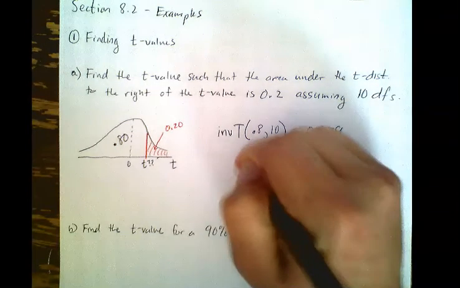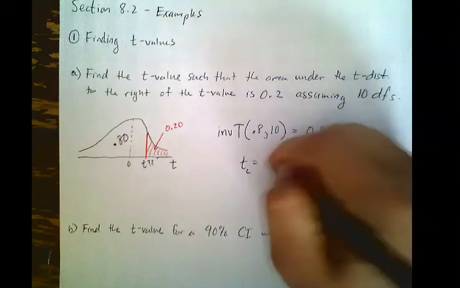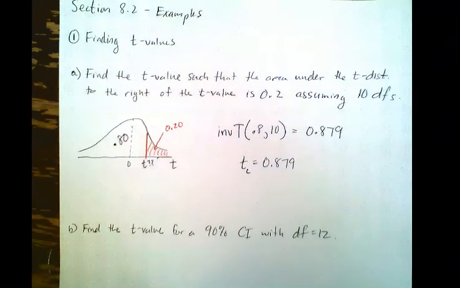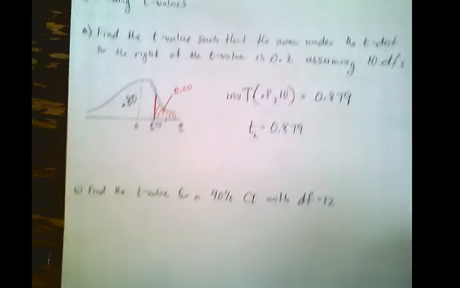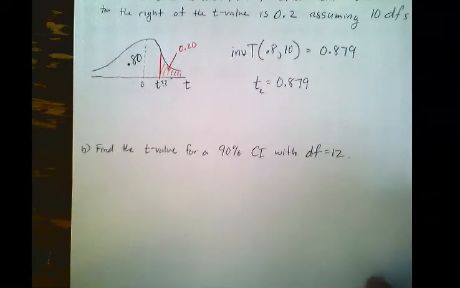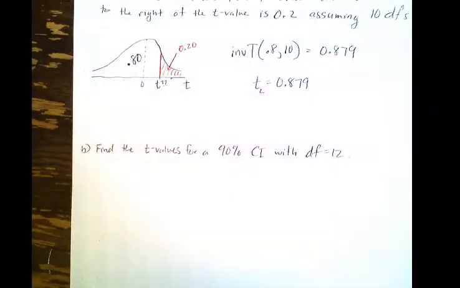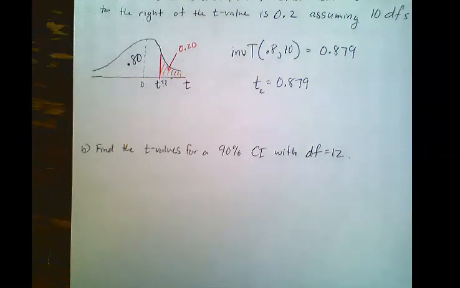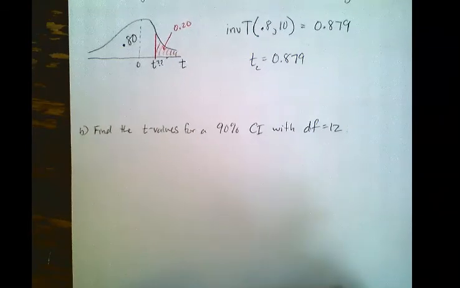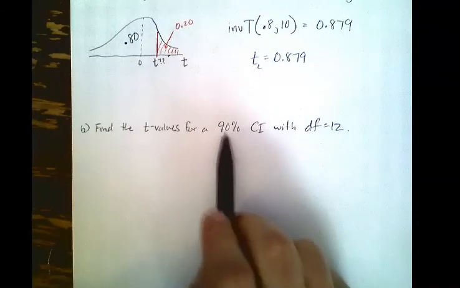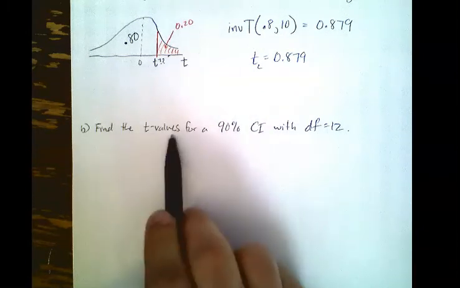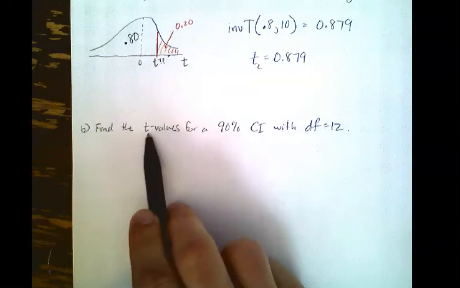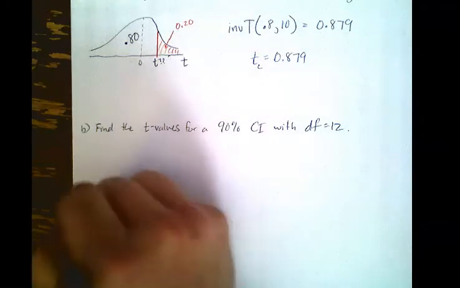So our t critical is 0.879. Right, we want to find the t-value for a 90% confidence interval with degrees of freedom 12. All right. So remember that with the confidence interval, we're dealing with the area between the two t-values, right? Between the two t-values. So let's draw that.